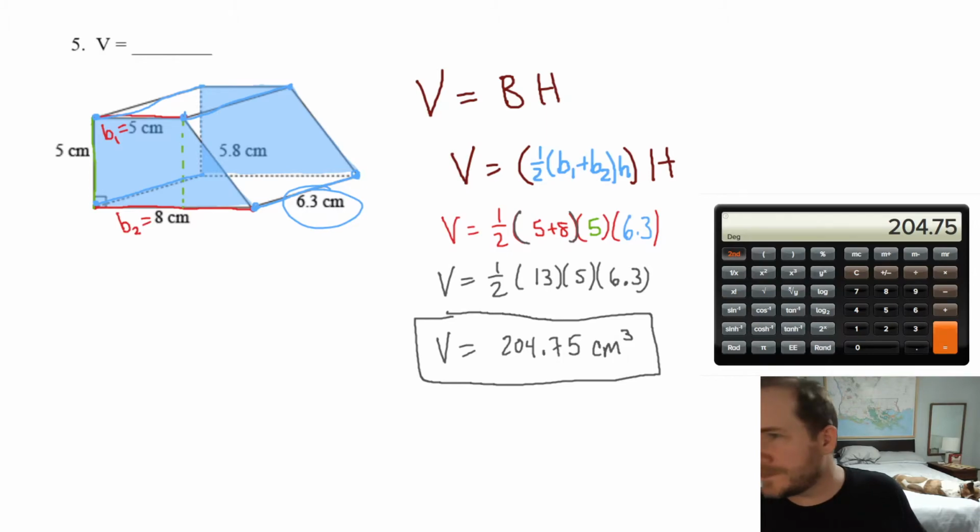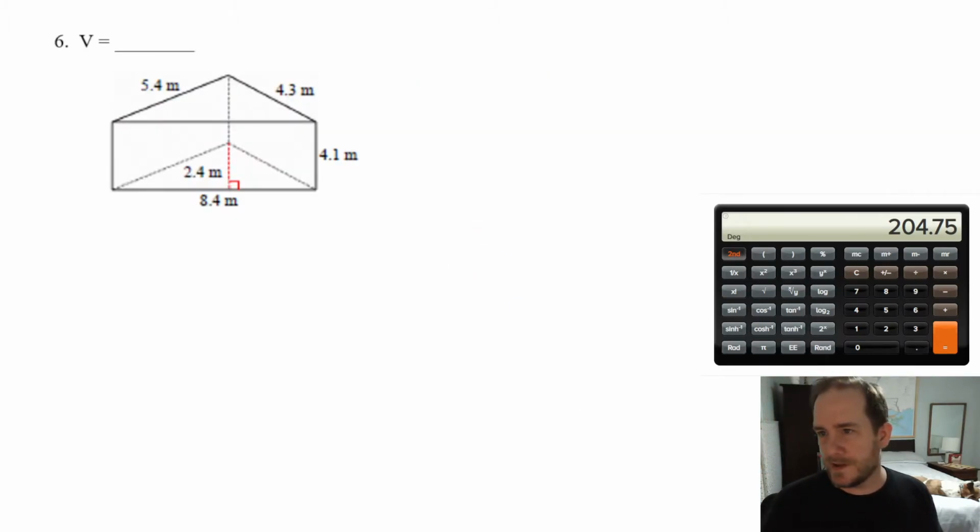How's about 6? Alright, here's 6. So again, let's play another game of which of these faces is our base. It can't be the front rectangle, because that front isn't parallel to anybody. Can't be this small rectangle over here on the left, because that's not parallel to anybody. So this time, it is the bottom. The bottom is our base, and the bottom is this triangle.